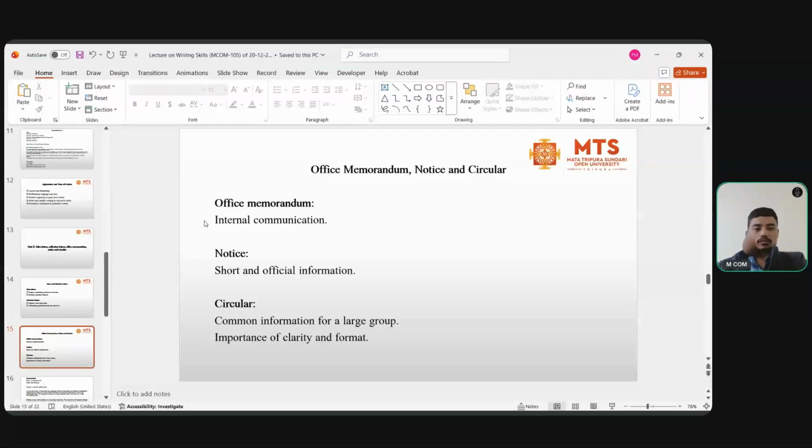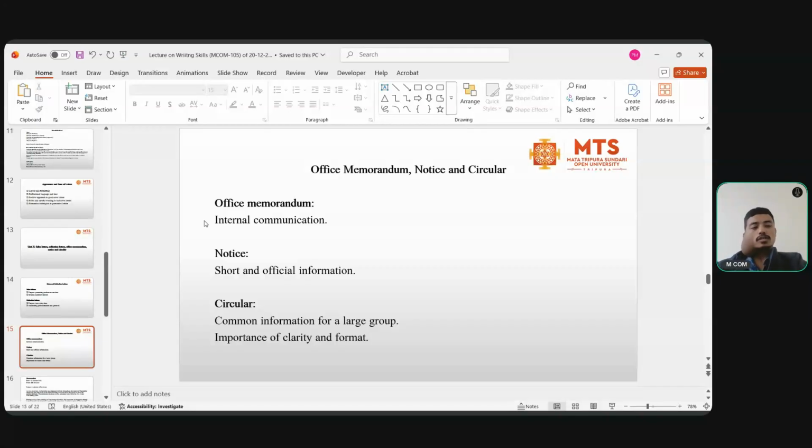So a notice is a very short and official message. It is used to inform people about important events, rules, or announcements. Notices are usually displayed on notice boards, right? Sent digitally sometimes. Okay. Next, we have a circular.